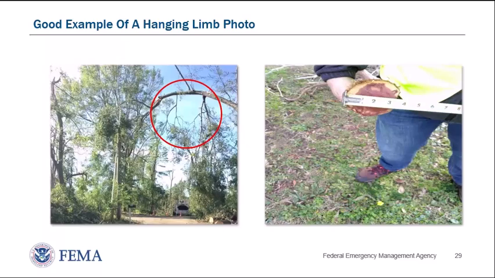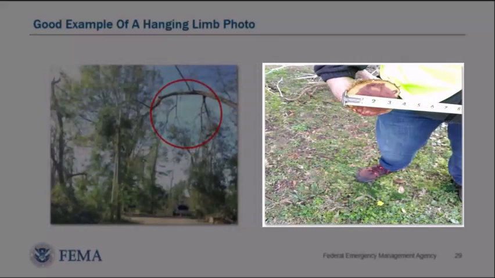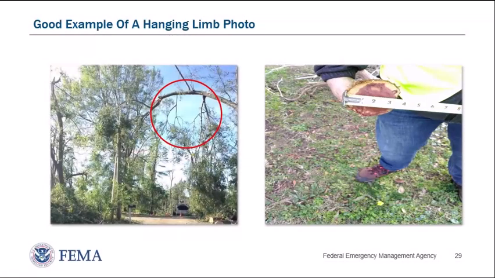This slide covers good examples of hanging limb photos. The first photo shows the threat to public property as the limb hangs over the road. And the photo also shows a red circle around the hanging limb. The photo on the right shows the cut limb and the diameter of the limb, which is no longer a requirement. As I just stated, gathering measurements may delay debris removal operations and are confusing in many disasters where size of vegetative debris is not a proper way to evaluate the threats to life, health, safety, or property.